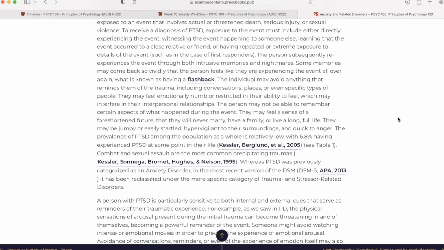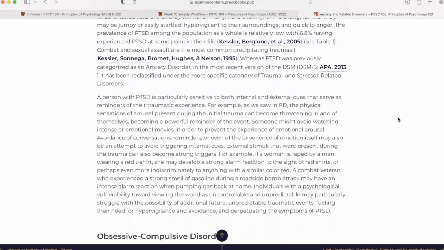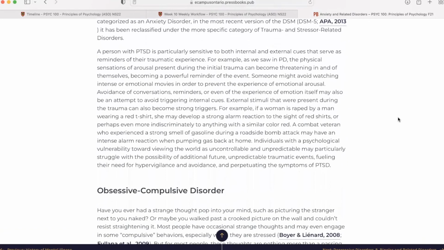The prevalence of PTSD among the population as a whole is relatively low, with 6.8% having experienced PTSD at some point in their life. Combat and sexual assault are the most common precipitating traumas, whereas PTSD was previously categorized as an anxiety disorder. In the most recent version of the DSM, it has been reclassified under the more specific category of trauma and stressor-related disorders.